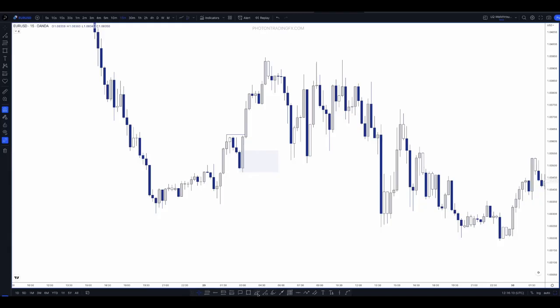Well, we look left from where the reaction started. This is where the pullback of the zone started. And we look left. Is there any unmitigated zone that it's reacting from? And as we can see, we have this level here. You can take it from the low to the high, so you get the buy to sell pivot, or you can refine it a little bit more to that. And as we can see, price traded into it.